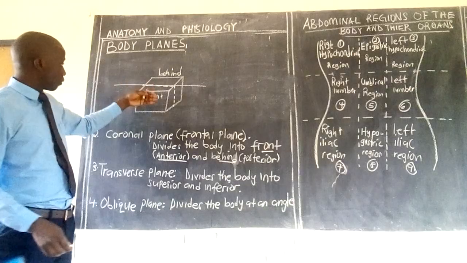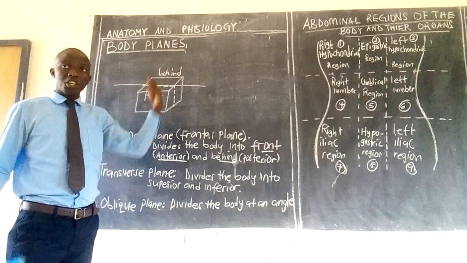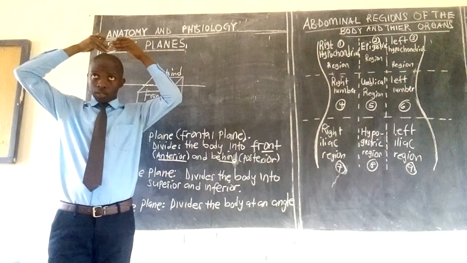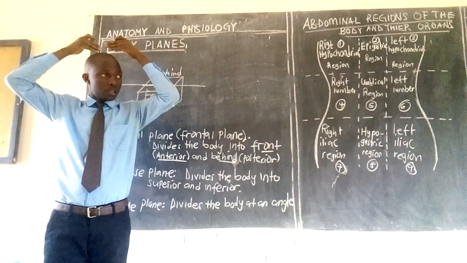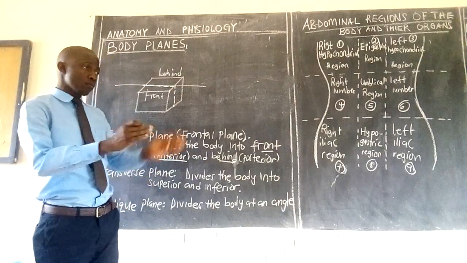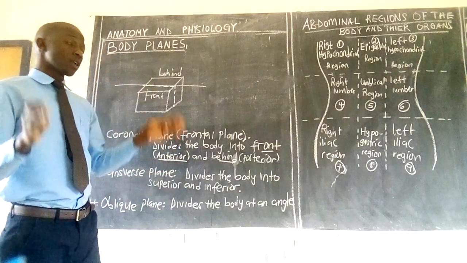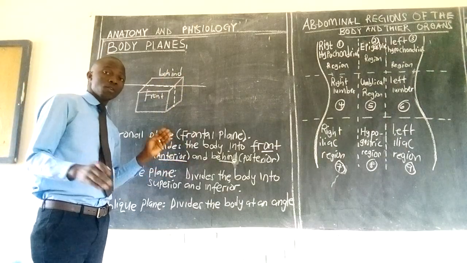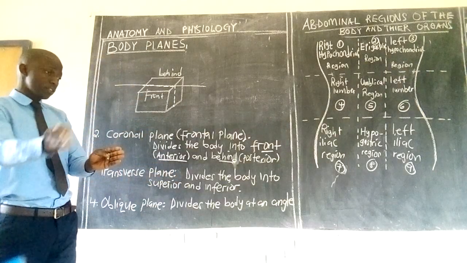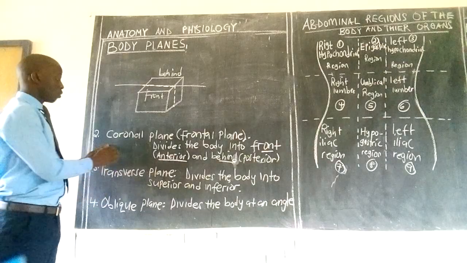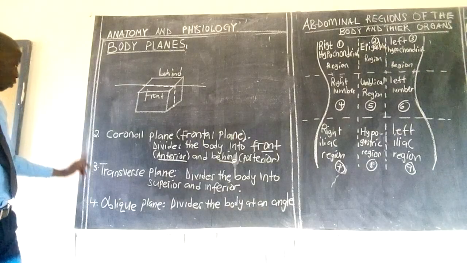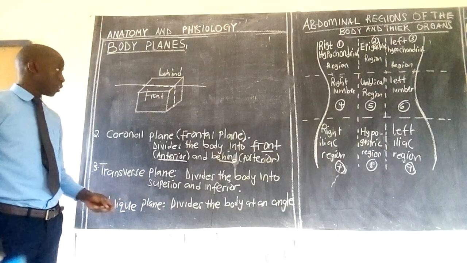It divides the body into front and behind. Meaning, if the body structure, the coronal line should be longitudinal like this. That is going to reach the posterior, the front and the back. So we shall have two body parts: the front part and the behind part, or the anterior part and the posterior part. That line that divides the body into front and behind is what we call the coronal plane. Okay, we are there. Then we have what we call the transverse plane.